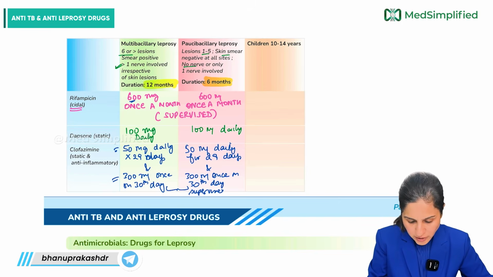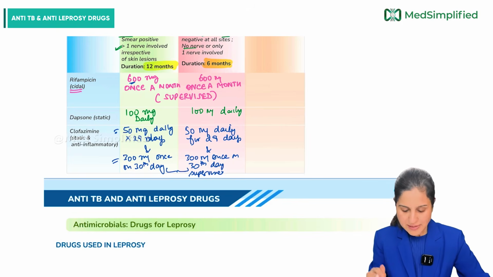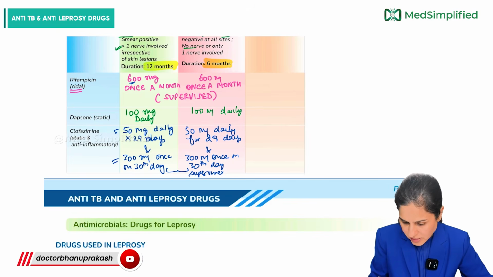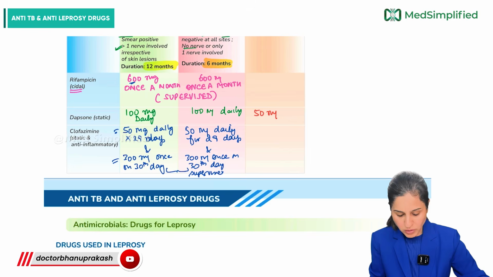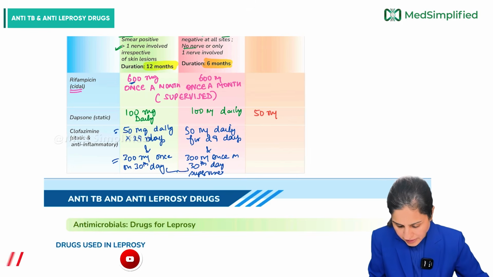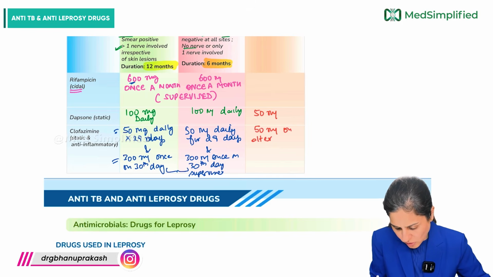Now let's go to the children, dosage in children, how to remember that. So first we'll go and see for dapsone. So dapsone, the dose is half here, right? So here we have 50 milligrams, right? Half of the dose. Now, for clofazimine, it is again the same, 50 milligrams on alternate days. That's the difference, on alternate days.